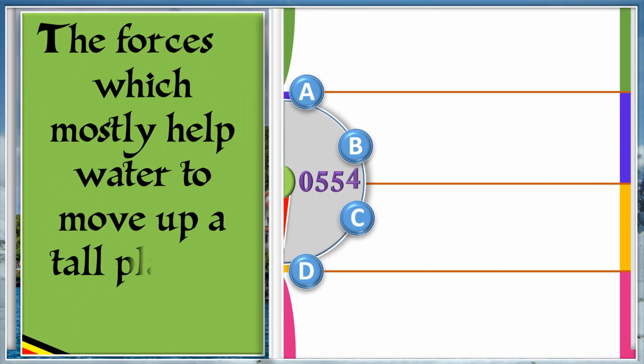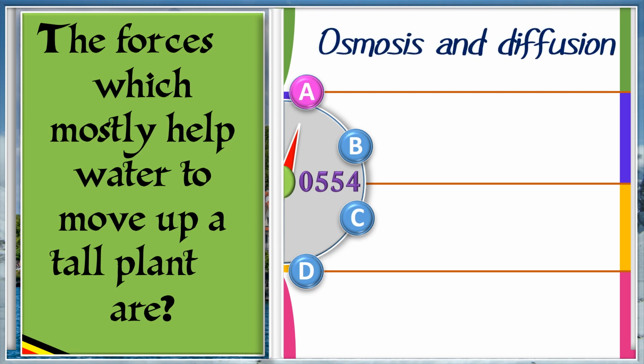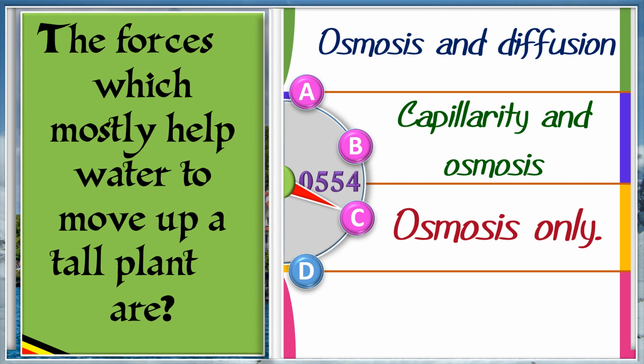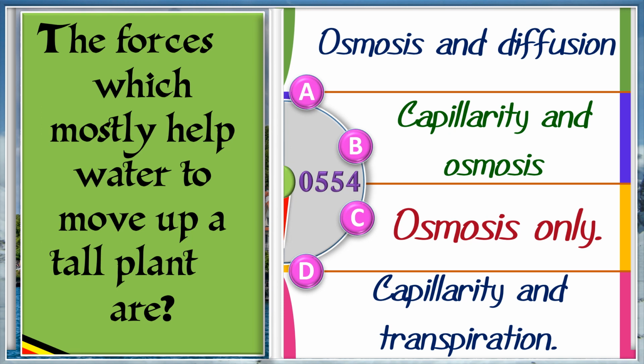The forces which mostly help water to move up a tall plant are A. Osmosis and diffusion. B. Capillarity and osmosis. C. Osmosis only. D. Capillarity and transpiration. And the answer is D. Capillarity and transpiration.